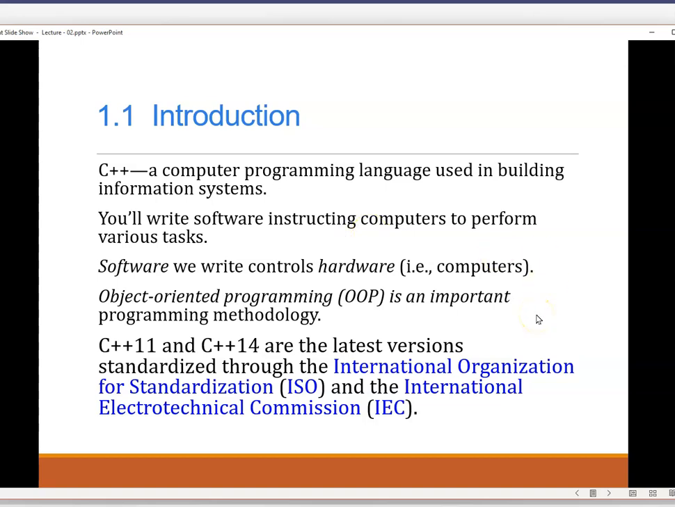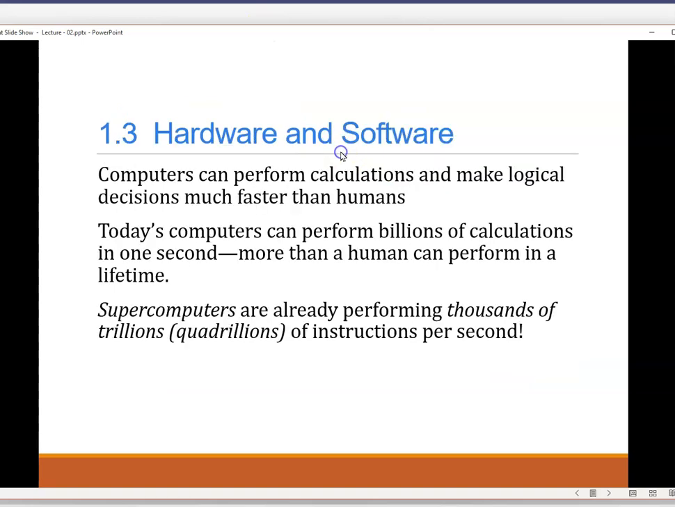So, C++ is a programming language used to build information systems. Basically, it provides instructions to computers to perform various tasks. Software we write controls hardware. Object-oriented programming is a style of programming that helps us produce programs that more accurately model the user's needs in the real world. The two latest versions of C++ are 11 and 14, and they are standardized, meaning there is a committee that actually determines what is C++ and what isn't.